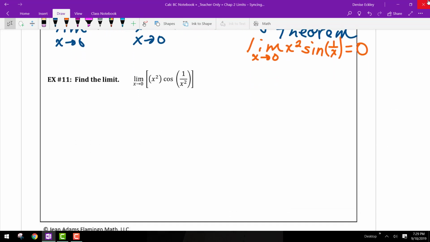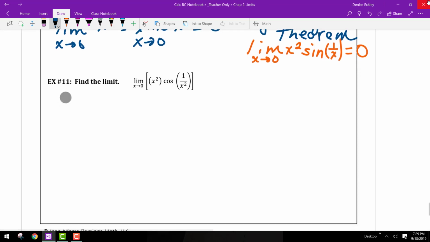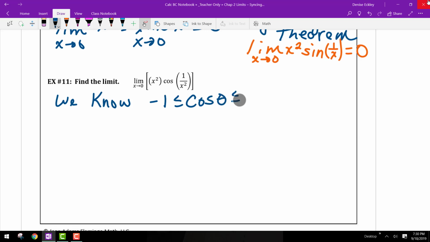The next one, we have our x squared there, but we also have cosine 1 over x squared. So again, revisiting the idea that the cosine function falls in between, and I'm going to use theta instead of x this time. It might be a little less confusing. It doesn't matter what theta is, since we have no transformations, the values we can get when we substitute a value in for theta has to be some y value between and including -1 and 1. So we start with that idea.